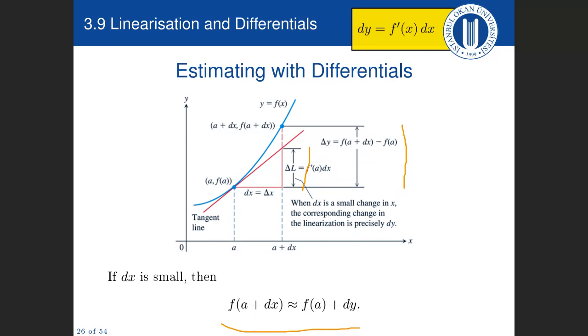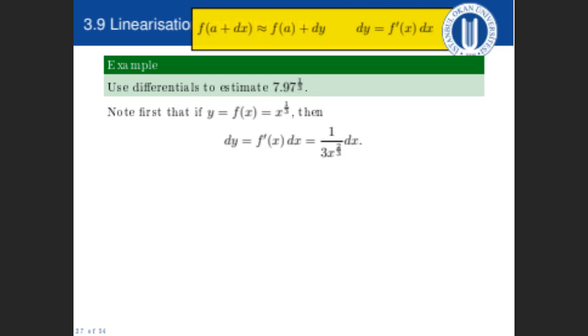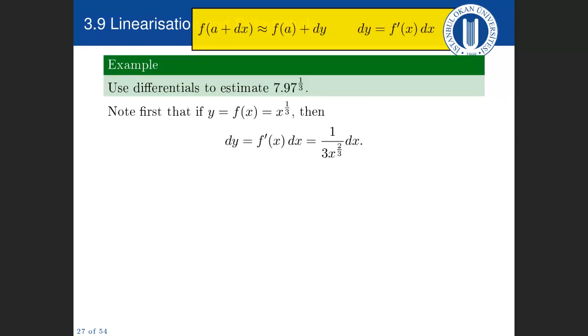How can we use that? For example, use differentials to estimate 7.97 to the power of a third. We can think of using linearization around the center 8, because 7.97 is approximately 8. So note first that if y is equal to f of x is equal to x to the power of a third, then dy is 1 over 3 x to the power of 2 over 3 dx. Because dy is just f prime of x dx.